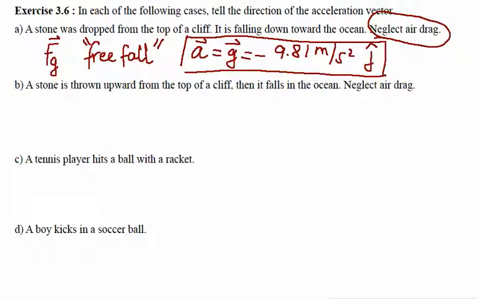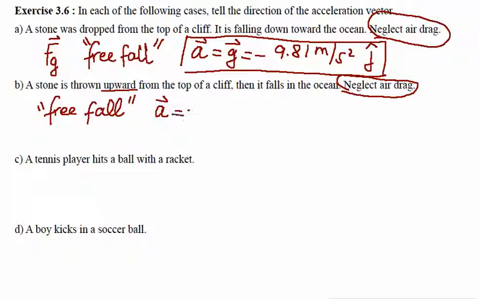B. A stone is thrown upward from the top of a cliff, then it falls in the ocean. Again, we neglect air drag. Because we neglect air drag, it's again a case of free fall. Now, on the way down, most students would tell you that the acceleration is negative 9.81 meters per second squared. The question is, how much is the acceleration on the way up? And to a lot of students, the acceleration should be different because the stone was thrown by a hand.